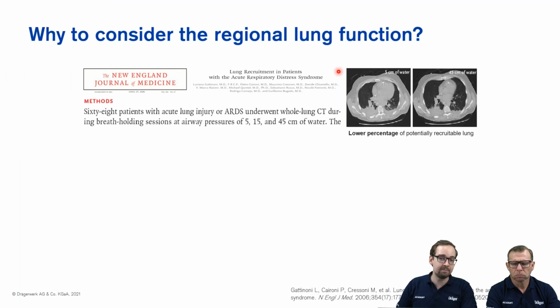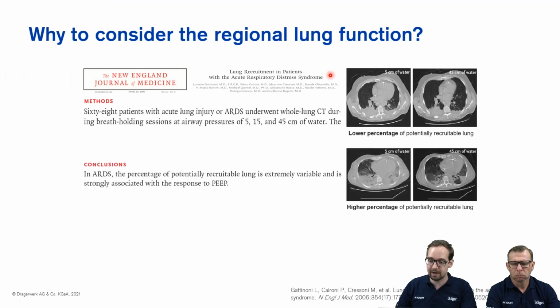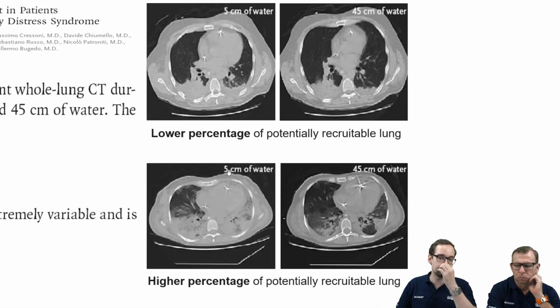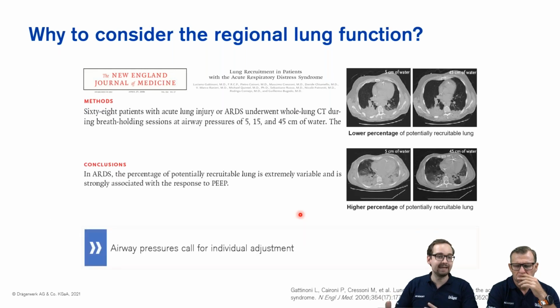Now, when we use the same strategy for a different patient, we might be looking at something like this. In this patient, suddenly we see again 5 centimeters of water versus 45 centimeters of water, and we see a huge improvement from left to right. So this is how you would see in a CT scan the difference between a non-responder and a potential responder to a recruitment maneuver. So it's already very clear that for these two different patients, we need two different strategies, and airway pressures should be adjusted individually. So how do we now know, is this patient actually benefiting from a recruitment maneuver, yes or no?